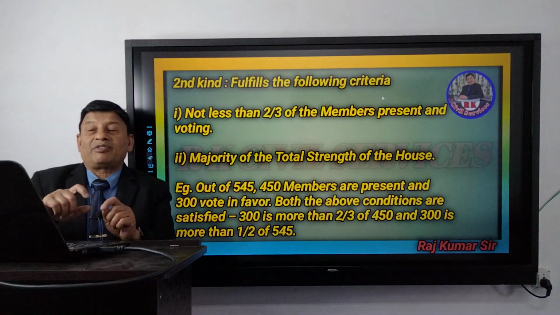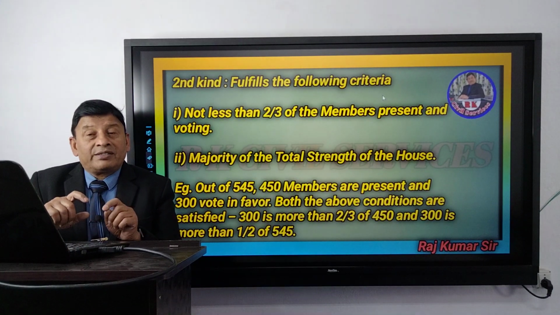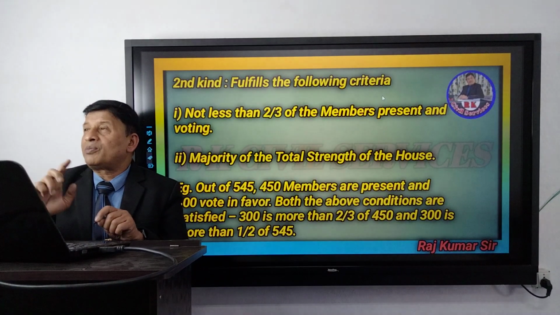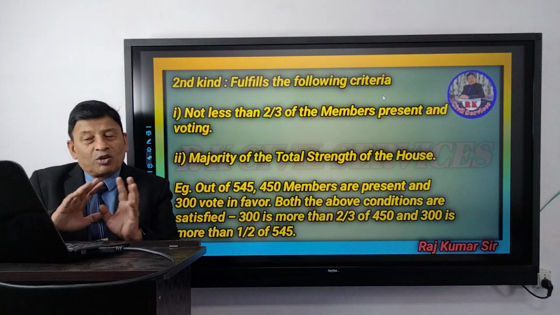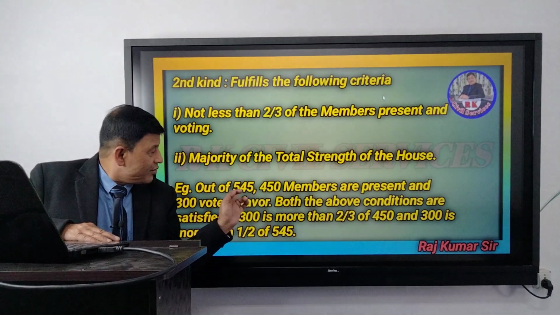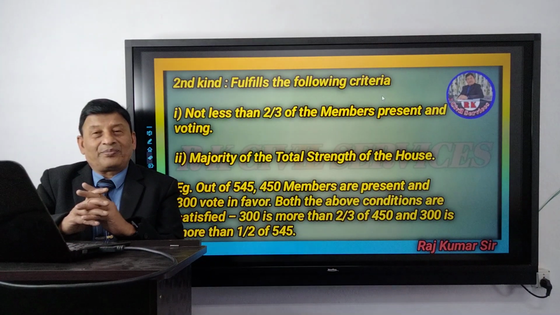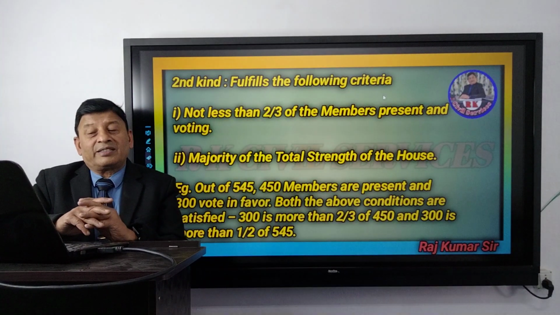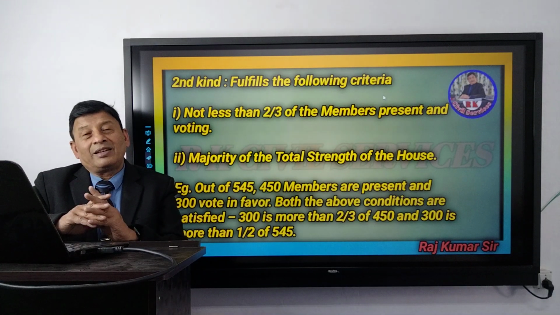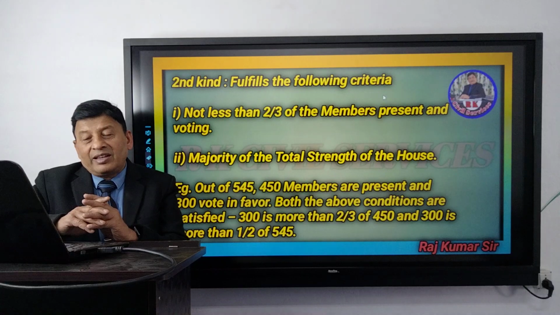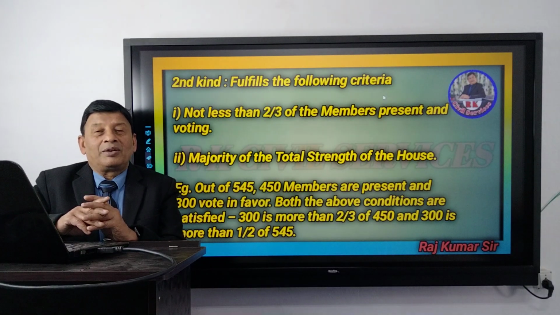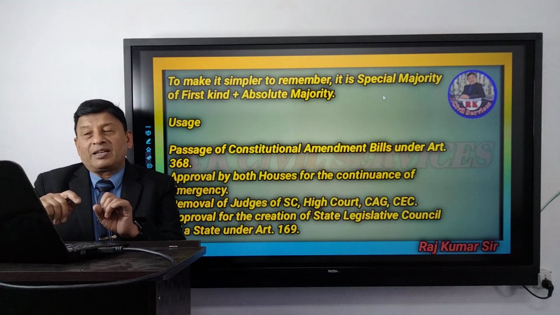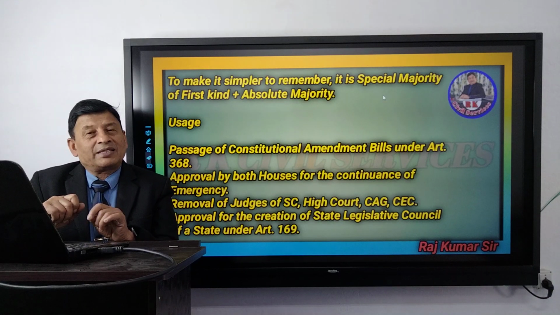Second kind fulfills the following criteria. Number one, not less than 2/3 of the members present and voting. Second, majority of the total strength of the House, right? For instance, out of 545, right? 450 members are present and 300 vote in favor. Very clear? Both the above conditions are satisfied, right? Then 300 is more than 2/3 of 450 and 300 is more than 1/2 of 545. Clear? To make it simpler to remember, it's a special majority of first kind plus absolute majority.